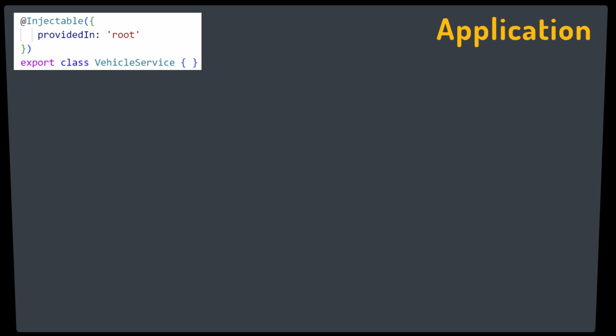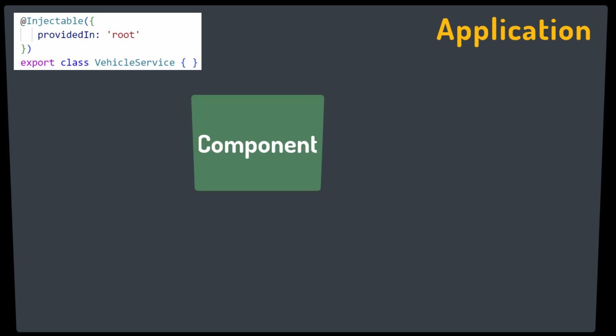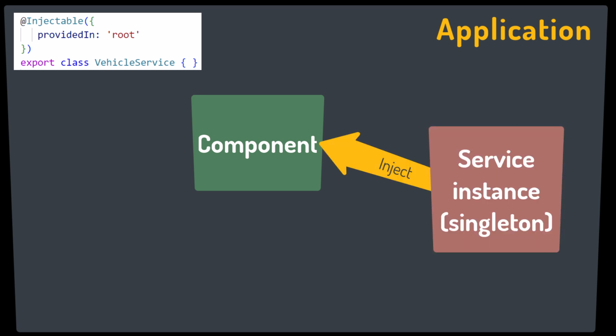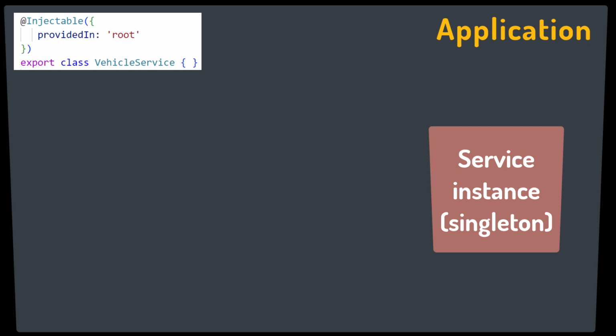When we provide a service in root, only one instance of the service is created and shared. It's called a singleton. That one instance is created the first time the service is injected into a component or other service. Every other time the service is injected, the component or other service gets the existing shared service instance. When a component that injected the service is destroyed, the service is not destroyed. The service state, including all signal values, are retained for the life of the application.